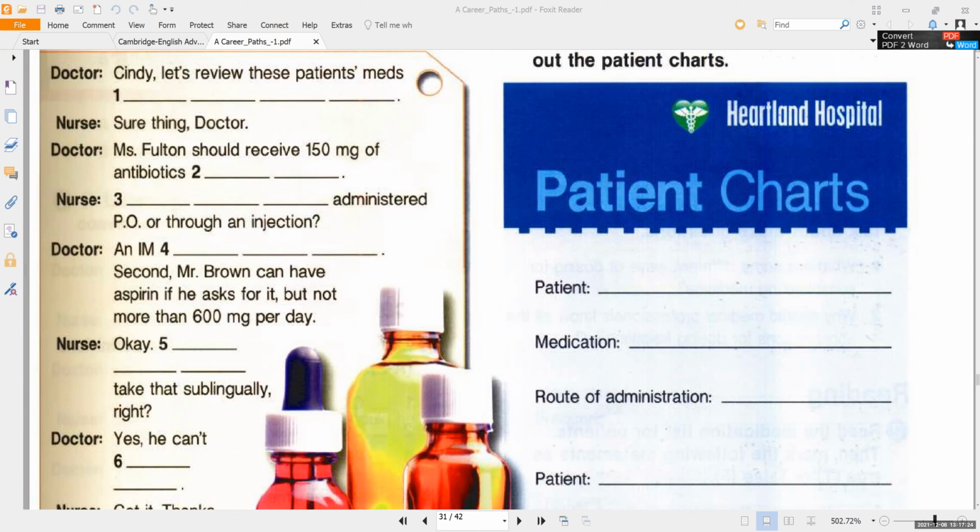Listen and answer the questions. Exercises 6 and 7, page 29. Cindy, let's review these patients' meds before I head out. Okay, Cindy, let's review these patients' meds. Yes, before I head out.